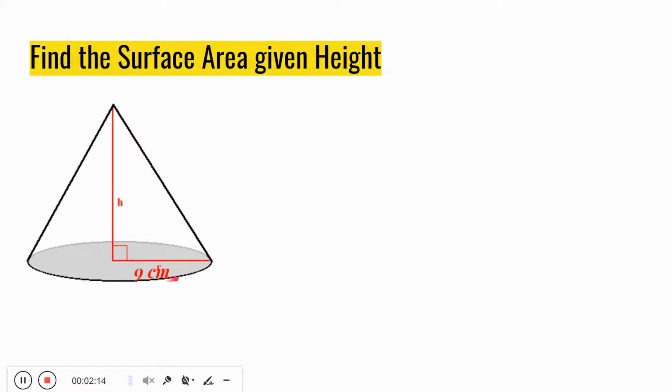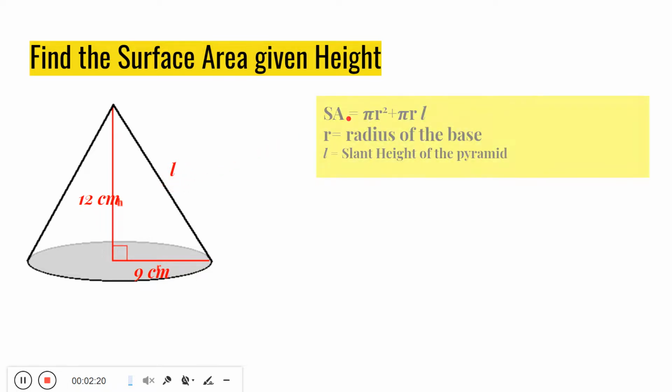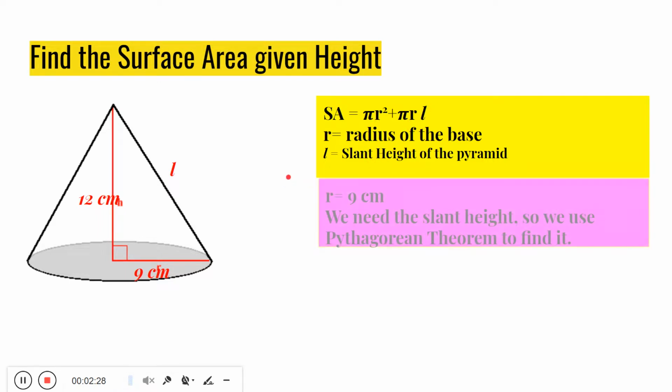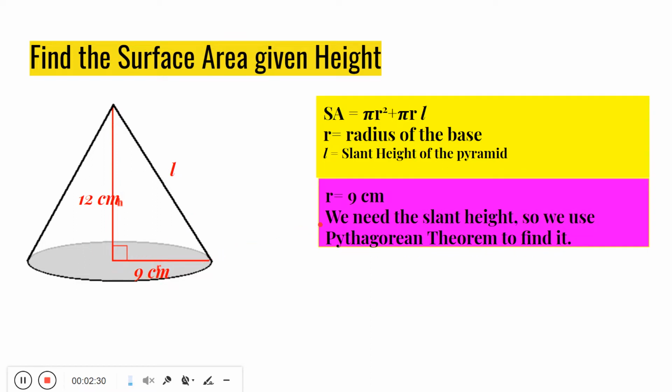So the radius is 9 centimeters. This time I'm going to tell you the height is 12 centimeters. We're going to need to find that slant height, because if you remember, we need the radius and the slant height for the formula. So the radius is 9. We need the slant height.